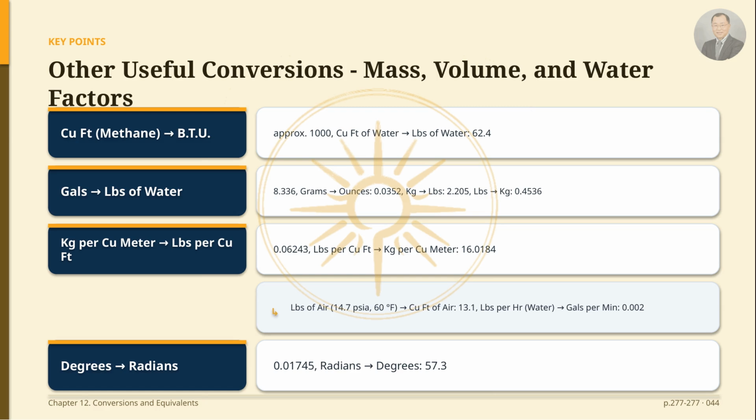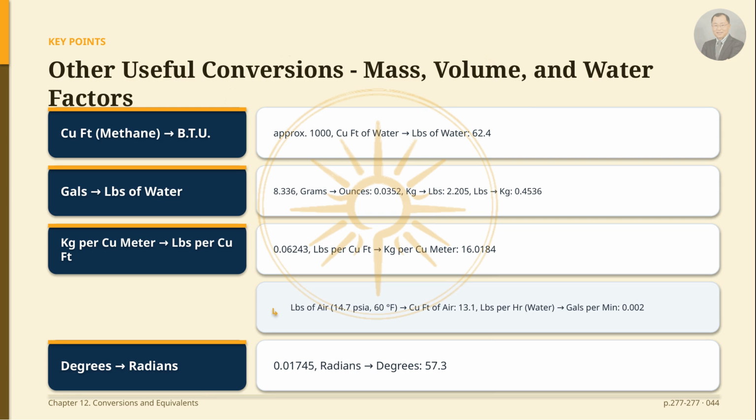This slide is a reference table summarizing other conversion factors frequently used in practice, such as mass, volume, and properties of water. For example, converting 1 gallon of water to weight results in 8.336 pounds, and when converting kilograms to pounds, you can calculate it by multiplying by 2.205. The remaining figures in the table are organized so that engineers can look them up whenever needed during the design or calculation process. Please accurately verify the conversion direction and units for each item to ensure there are no errors in your practical calculations.